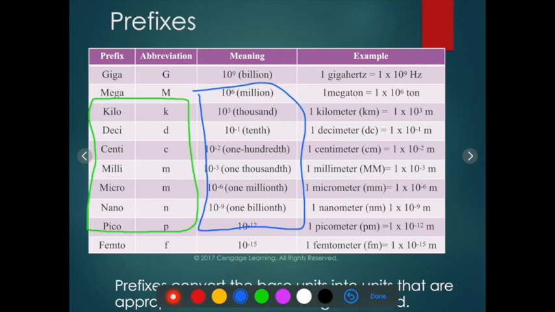So just to give you an example, we'll use micro. If I have 1 microgram, that's the same as 10 to the negative 6 grams, okay? So I always tell people you're going to put 1 with your prefix. So here's your prefix, 1 with the prefix, and then the exponent goes with the basic unit, which is grams. These take quite a bit of practice.